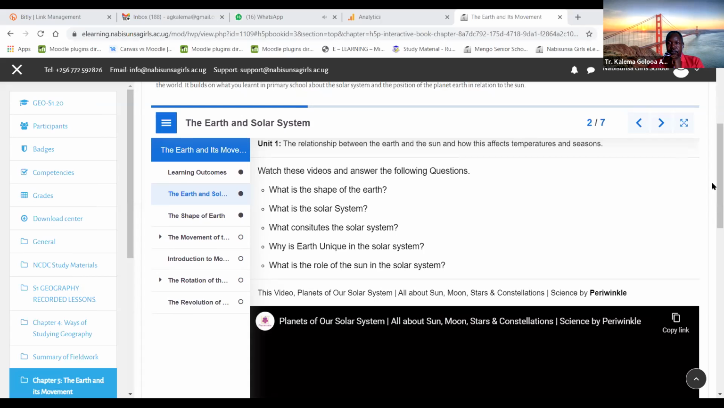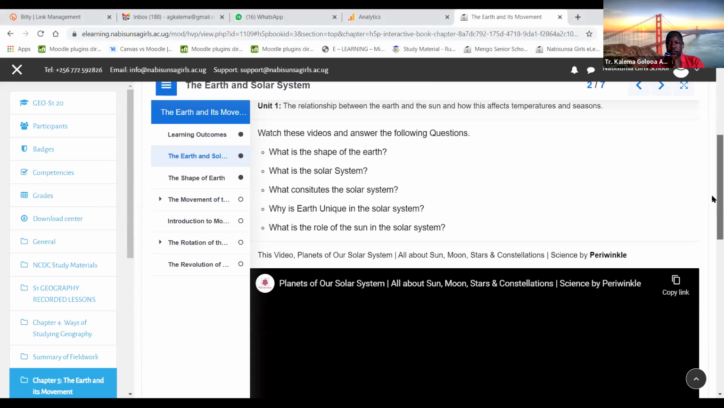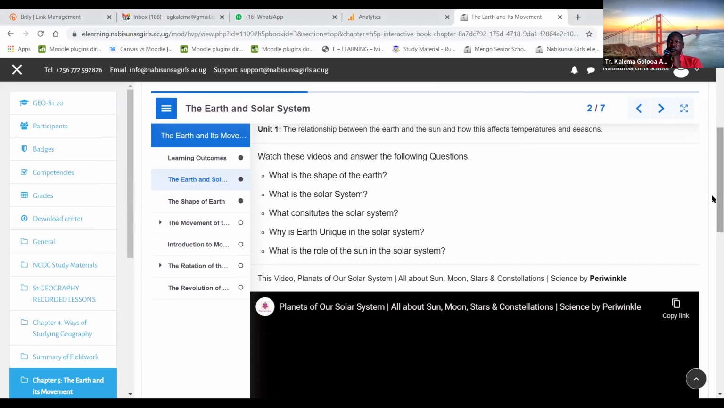I would first like to add on Marilyn's submission. I think it's wrong for you to say 8 planets, because there are also minor planets. According to my research, the solar system consists of stars, the sun, planets, moons, asteroids, comets, and meteoroids.